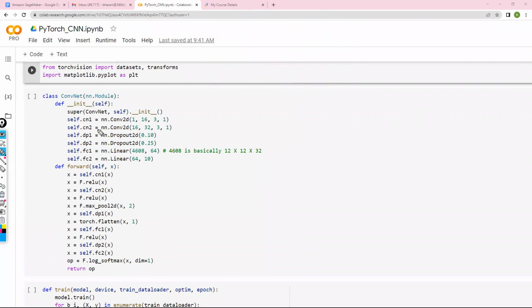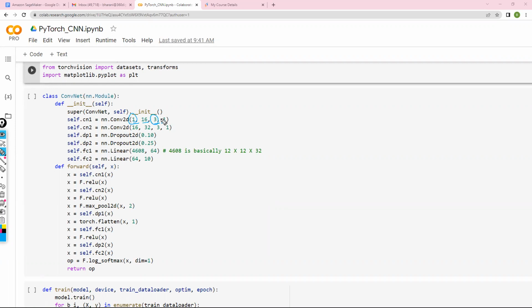And here, the first convolution layer has one input channel, 16 channel output, kernel of size 3 by 3, and stride equal to 1. The one channel input is essentially saying that it's a grayscale image that will be fed into the model. And 3 means 3 by 3 is the kernel size.